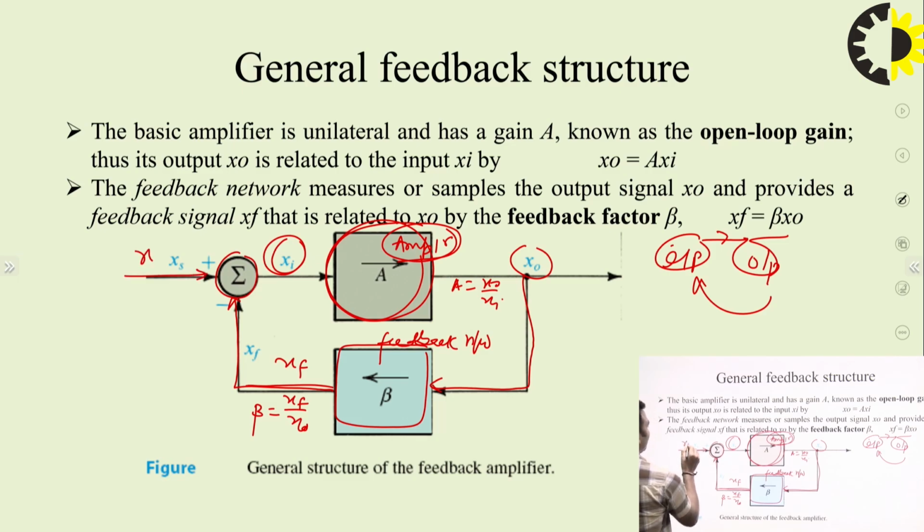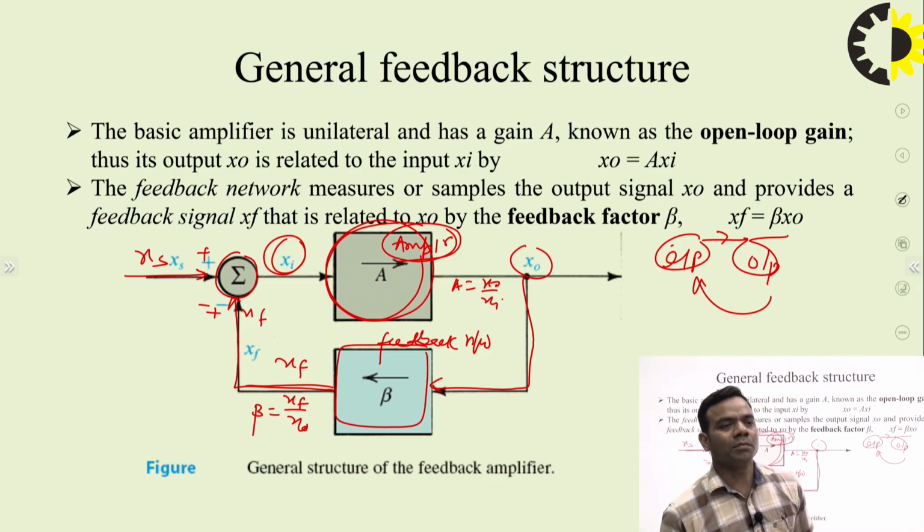Now the output of the feedback network will be given to this input, where there is already the actual input signal xs, and this is xf. If this is plus and this is minus, that is, it is adding in a subtractive way, then it is called a negative feedback amplifier. If a plus sign is there, that is, it is in the additive manner, then it is known as positive feedback.